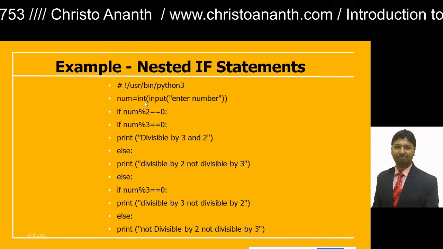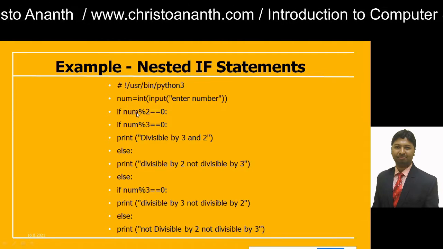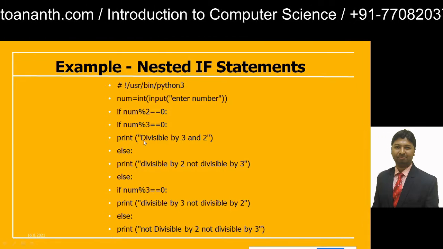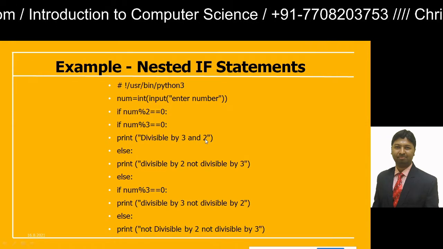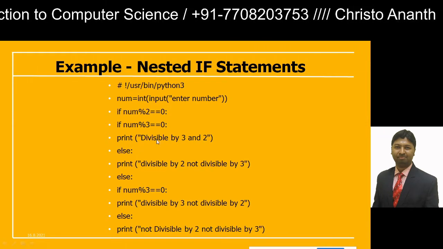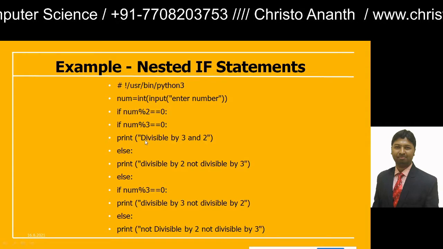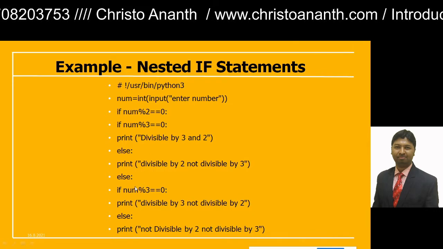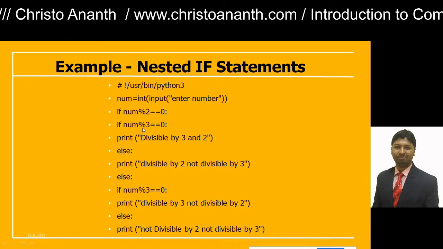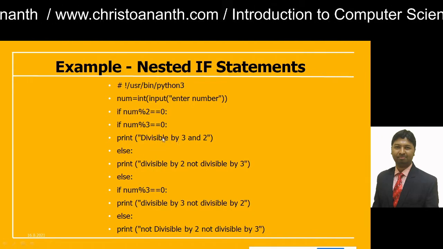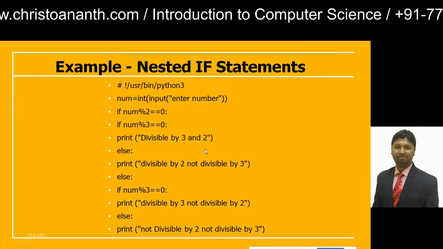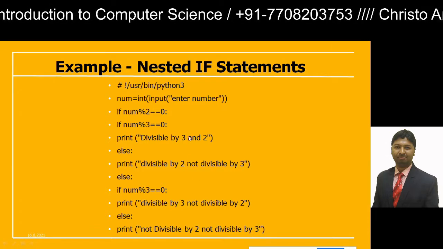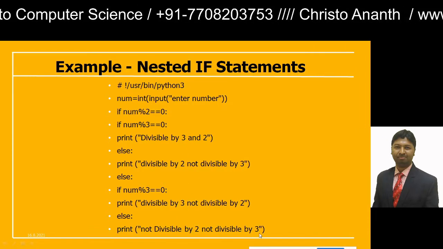See, first of all, you are going to give the number. There are two conditions: percentage 2 and percentage 3. You are going to print divisible by 3 and 2. Else condition, divisible by 2 but not divisible by 3. And else condition, if num percentage 3 equal to 0, then you say divisible by 3 but not divisible by 2. If either of these conditions fails, then you say not divisible by 2 and 3.